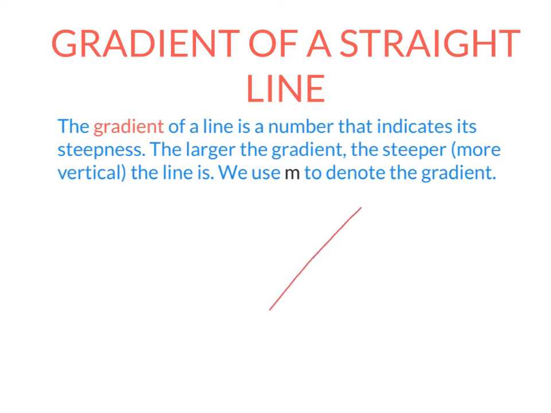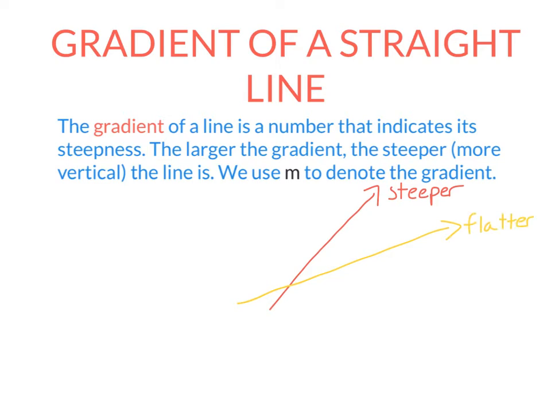So look at this line here. Now we can't tell what its gradient is from that. The gradient doesn't have a meaning other than to compare straight lines. If I draw another line like this, you can see that the red line is steeper. This means it has a larger gradient than the yellow line, which is flatter.